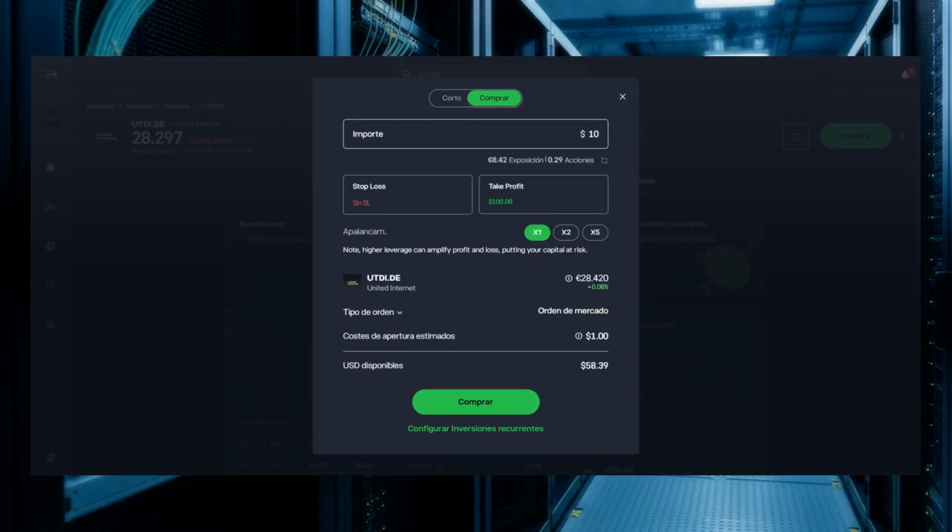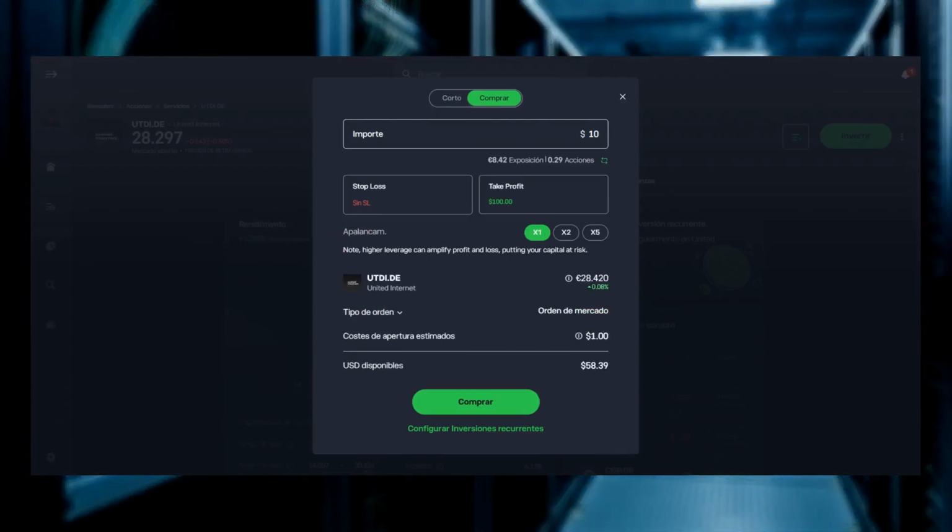Tap Invest or Buy. Enter the amount you want to allocate, then carefully review the order details and confirm the trade. If the market is closed, your order may be queued for the next session, and if funds are insufficient, the platform will ask you to add money before confirming.